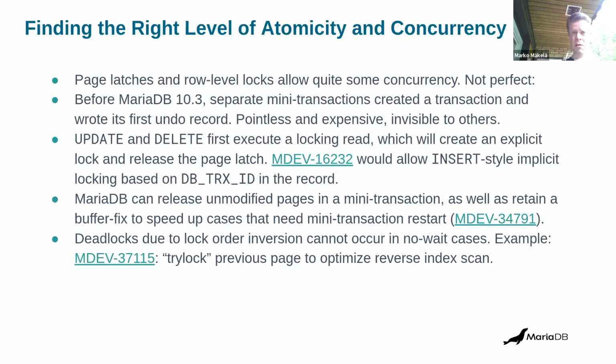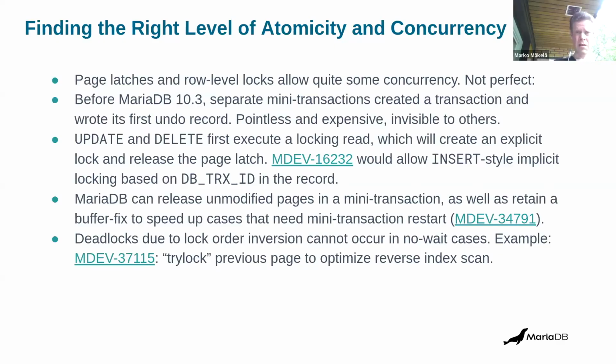And then we have transactional row level locks, which can be held much longer. This gives a nice level of concurrency if you compare to MyISAM or Aria, where we have table level locking, or if you compare to SQLite, which has database level locking. We have much more concurrency in InnoDB.